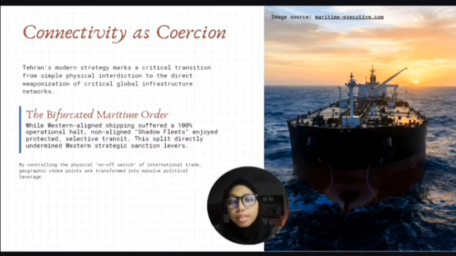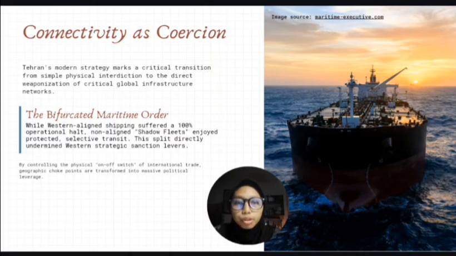All right, now this brings us to the broader doctrinal pivot, which shifts the conflict from a localized military clash to a war of global supply chains, a concept defined as connectivity as coercion. In modern conflict, trade routes, choke points, and energy corridors are actively weaponized. However, this coercion was highly selective. While Western-aligned shipping faced severe disruption, an intricate economic workaround emerged to protect specific partners.